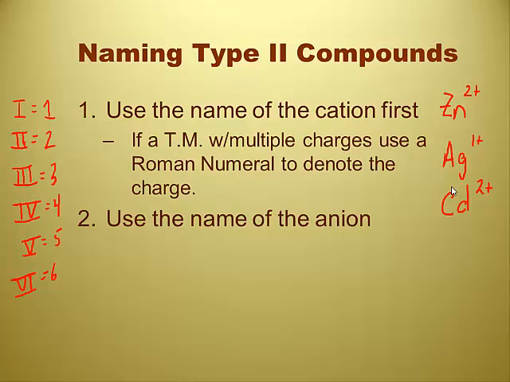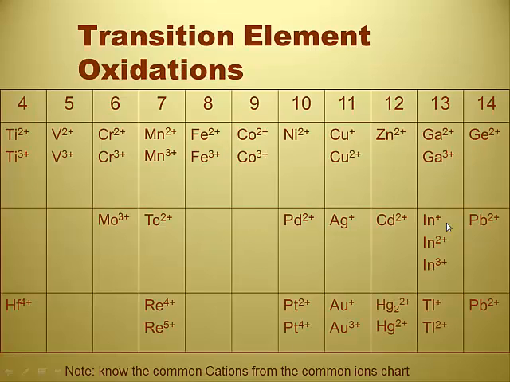Okay, so they use the name of the anion after that, and then we use an IDE ending. So the only difference in the naming is just a Roman numeral. It's just the Roman numeral, and it's because we're using a transition metal that has multiple charges. And these 3 are the only 3 transition metals that we're expecting you to recognize, not to use a Roman numeral with.